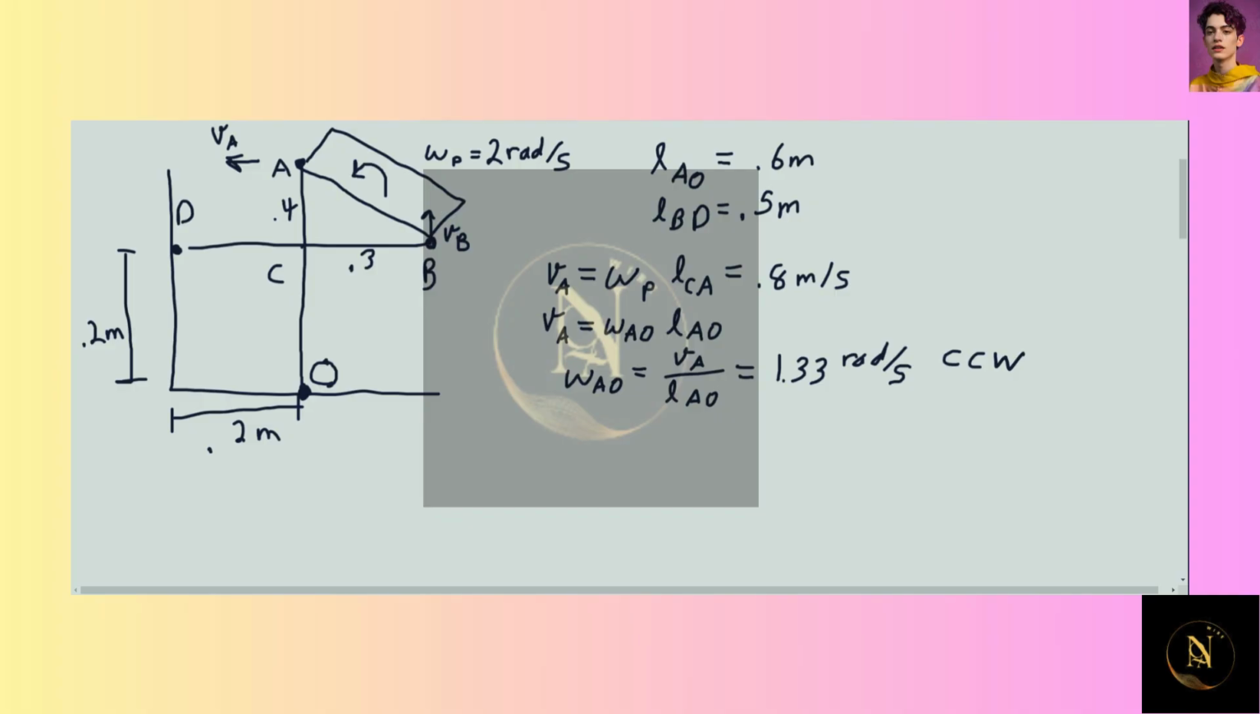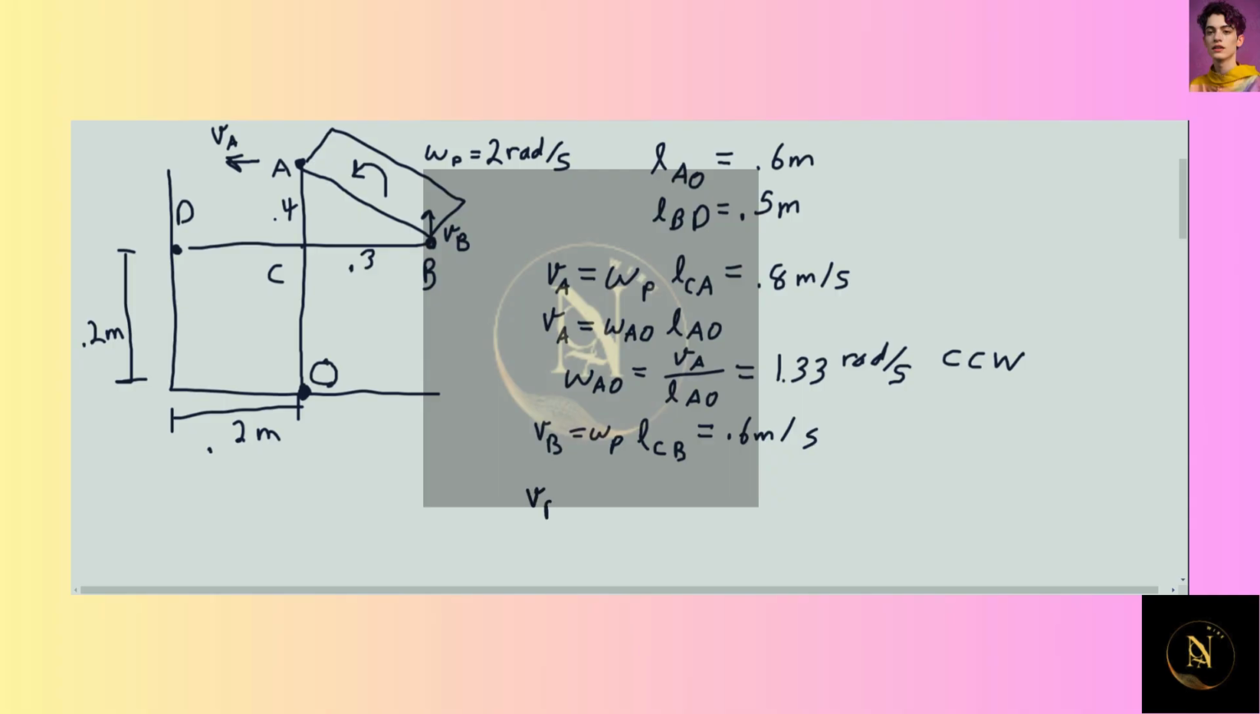So we want to do the same thing for BD. We find the velocity of B, which would just be omega_p times the length of that CB portion, which would be 0.3 times 2, which gives us 0.6 meters per second.